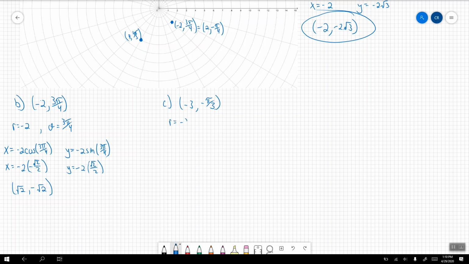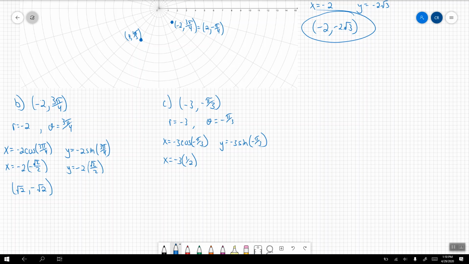Alright, here we go. r is equal to negative 3, theta is negative pi thirds, which once again, we want an x coordinate. The x coordinate is going to be negative 3 multiplied by cosine of negative pi thirds. y is going to be negative 3 times sine of negative pi thirds. Cosine is an even function, which means this is really just negative 3 times cosine of pi thirds. And cosine of pi thirds, that's just cosine of 60 degrees, so that's going to be 1/2. And again, it was positive, so I don't need to worry about that negative.